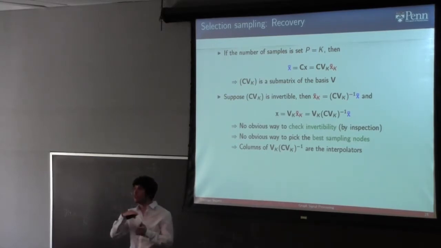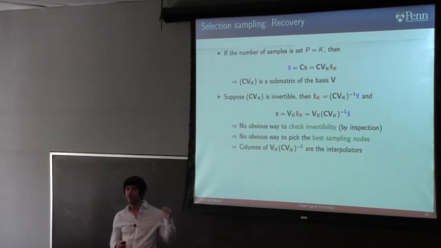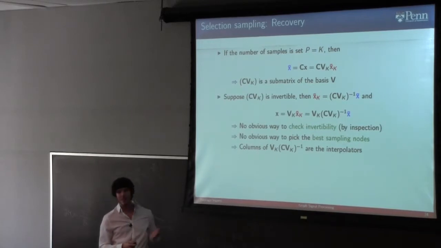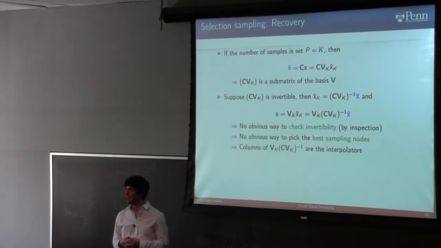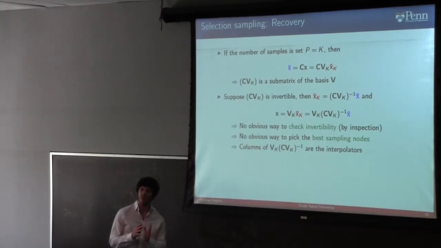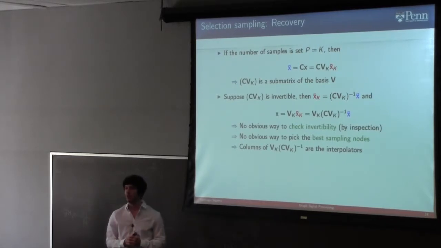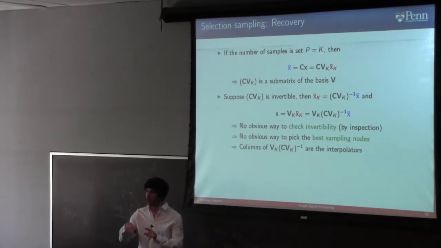So C has to do with which nodes you sample. So say that you sample node 1, 24, and 72. Then this C will choose rows 1, 24, and 72 from that matrix. And you need that matrix to be invertible. And there's no way to check a priori if this matrix is going to be invertible or not. So there is this combinatorial problem that was not present in sampling in time, and we'll see why. There's no way of a priori saying which is going to be a good set of nodes to sample in order to further reconstruct the signal.